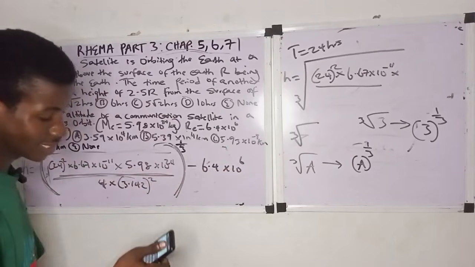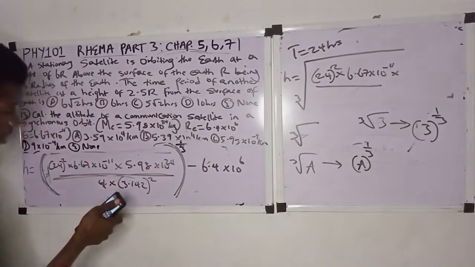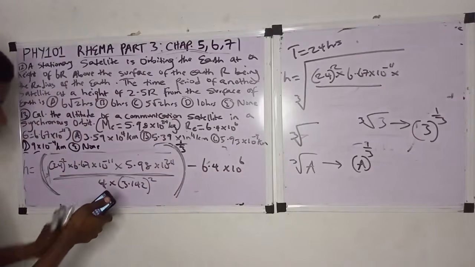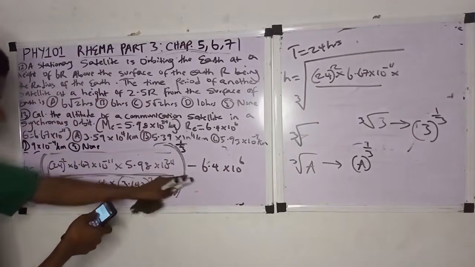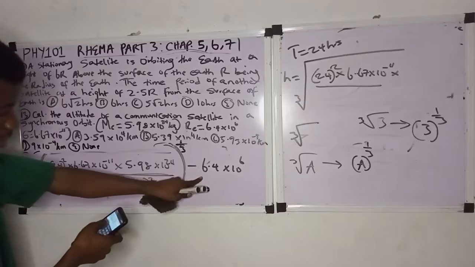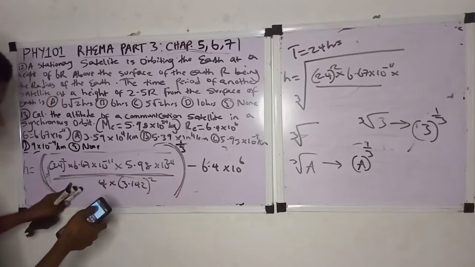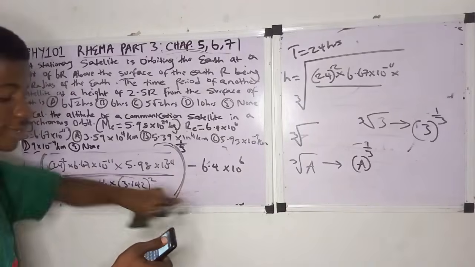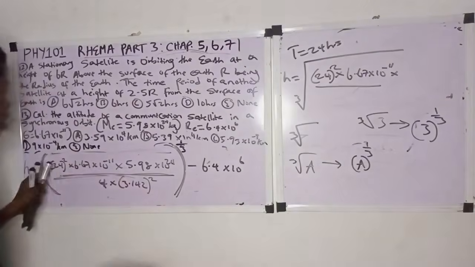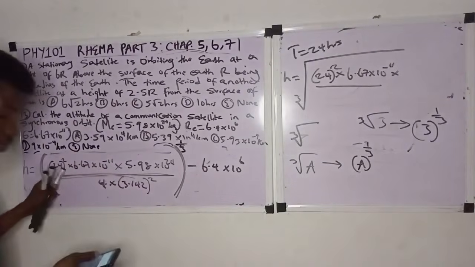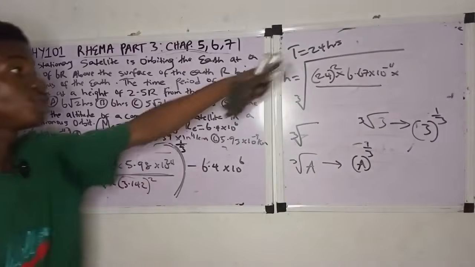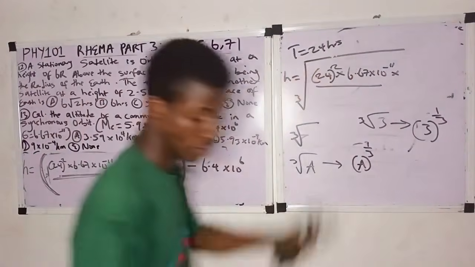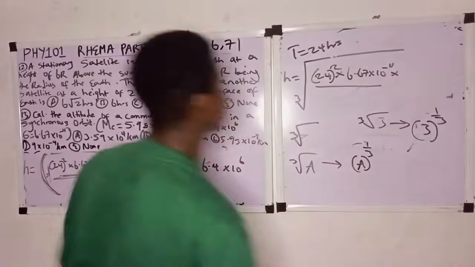So the answer is, I think, okay. Let me see, what did we do wrong? Okay, I think I got the correct answer, because this 24 is in hours instead of seconds. So convert it to seconds.